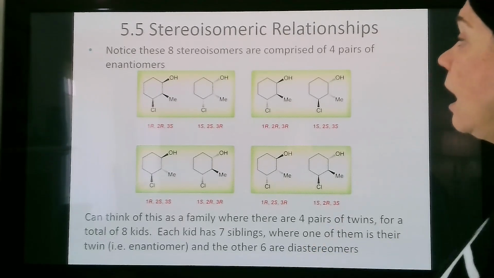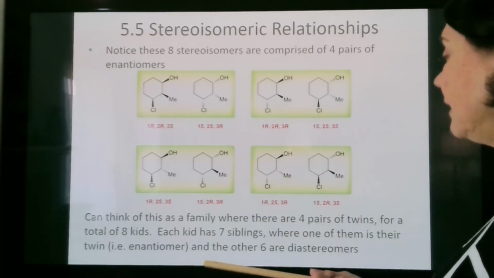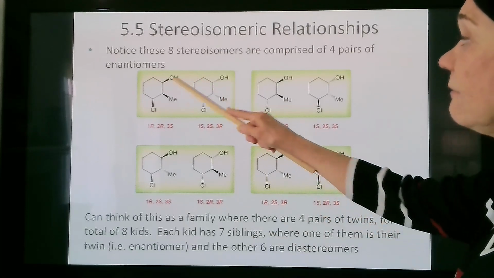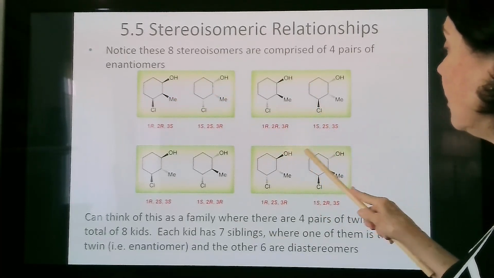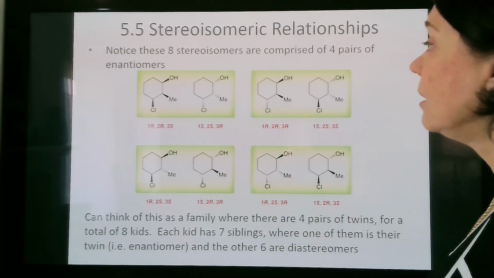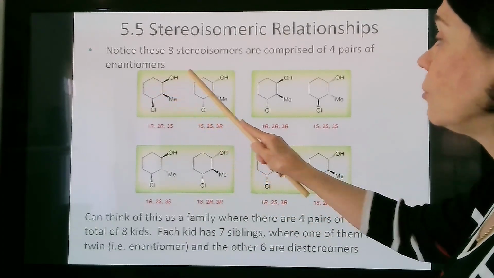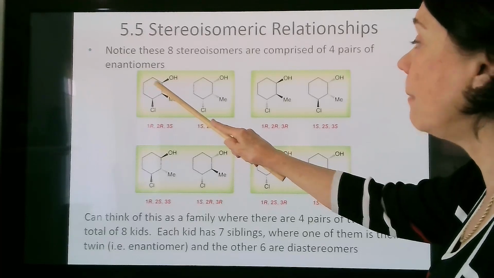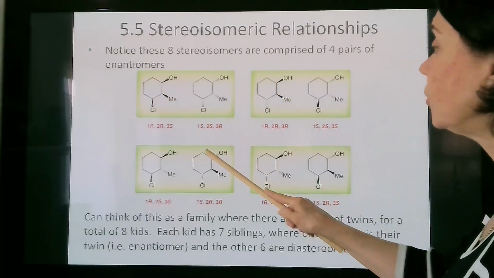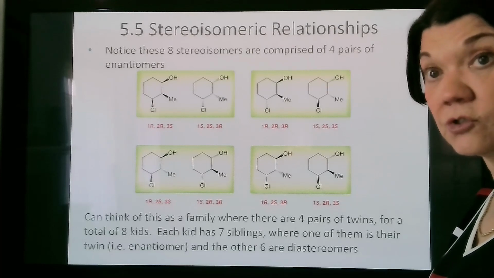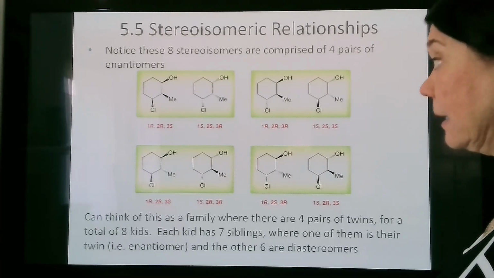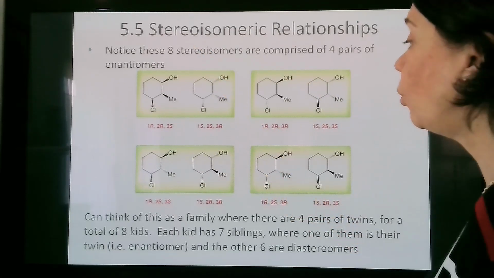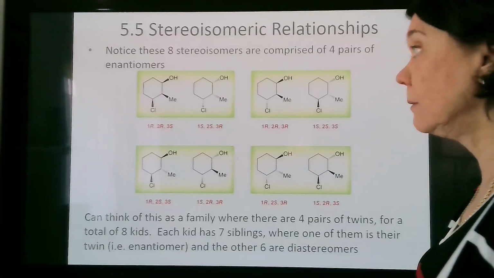So now, this is an interesting thing that the author uses. He said, think of this as twins, twins, twins, and twins. The relationship of this compound to the other compound is like a twin. And the relationship of this compound to all these other 6 is like siblings, but not a twin. So this compound would have a total of 7 siblings, but 1 twin. One of those 7 would be a twin.